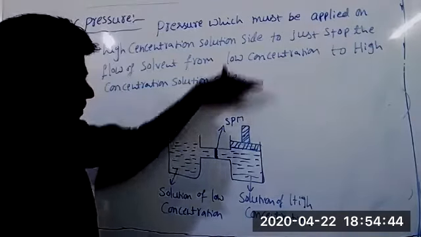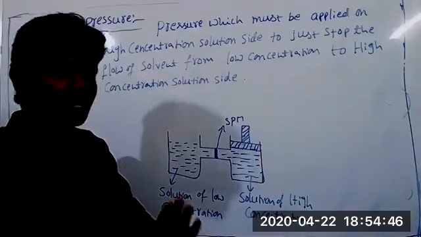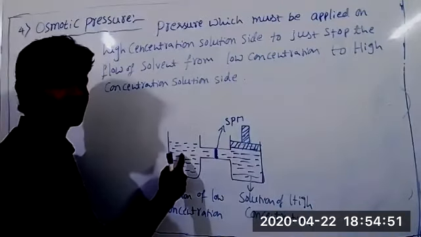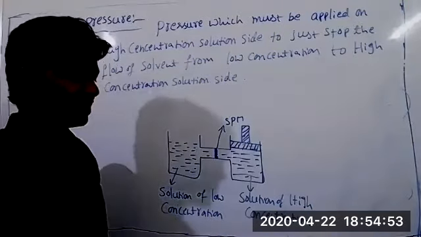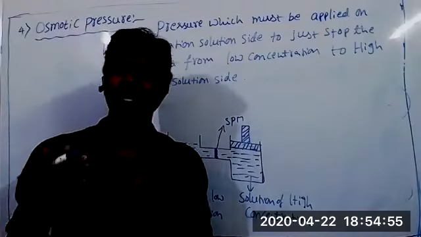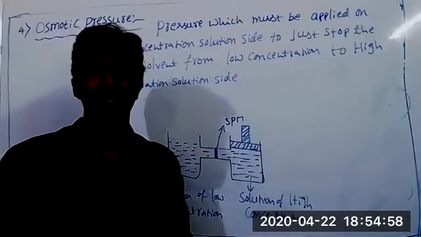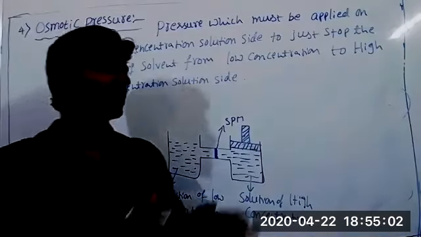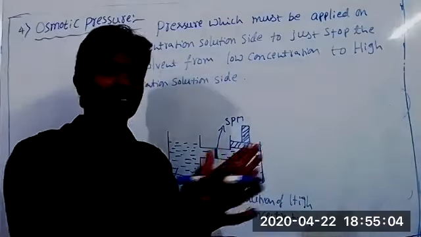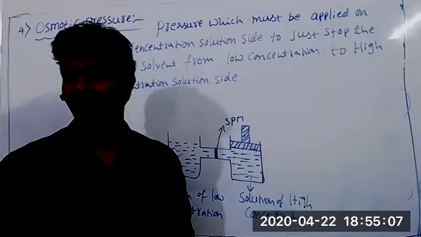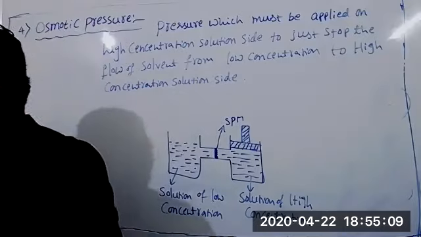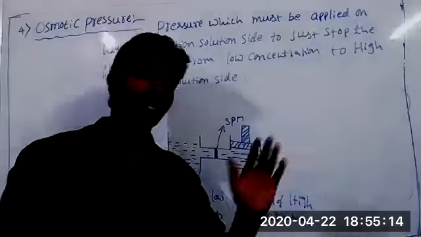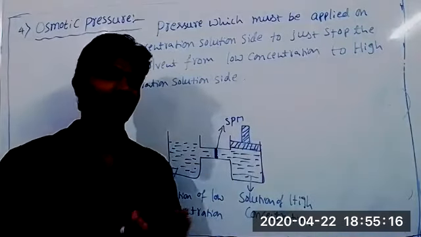Suppose you apply high pressure, more than osmotic pressure, movement of solvent starts from high concentration to low concentration. This is called reverse osmosis. The application of reverse osmosis is in water purifiers. I think you may have observed water purifiers clearly writing reverse osmosis process. Yes, did you observe? Yes, sir. In water purifiers, the reverse osmosis process takes place, not osmosis.